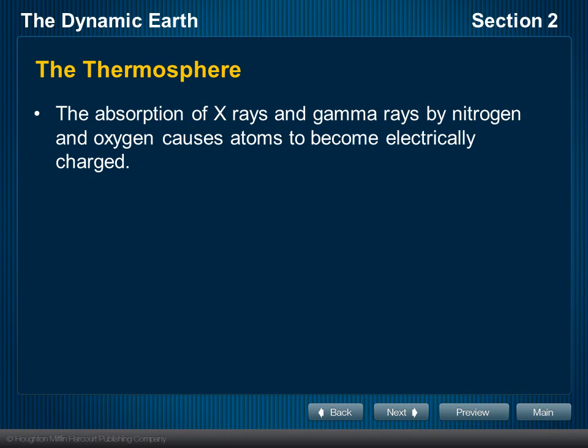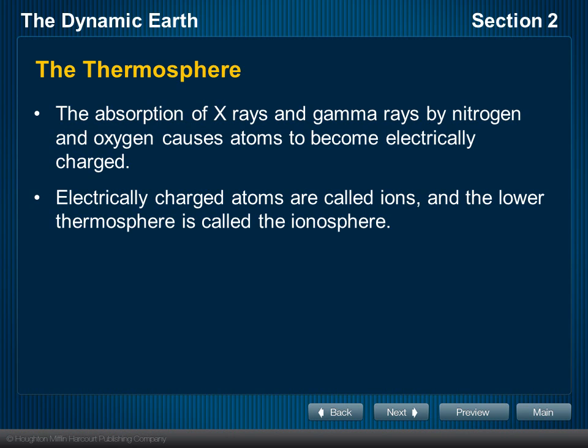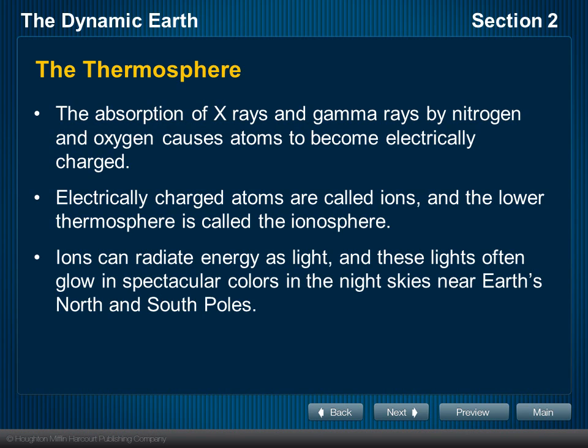And this is happening. You're pounding these nitrogen and oxygen atoms with all this energy, X-rays and gamma rays. They become electrically charged. The electrons do their thing. And this is all happening up in the thermosphere. And then they give off these wavelengths of energy that are observed by us as different colored lights. As they become electrically charged, they're ions. The lower part of the thermosphere is called the ionosphere. And all kinds of things happen. Those ions radiate energy as lights. The lights glow. We see them at the north and south poles. And this is how the northern lights, the aurora borealis, are actually created.